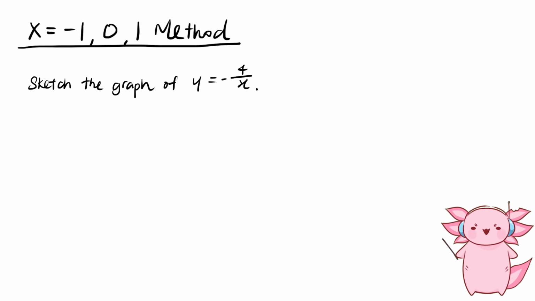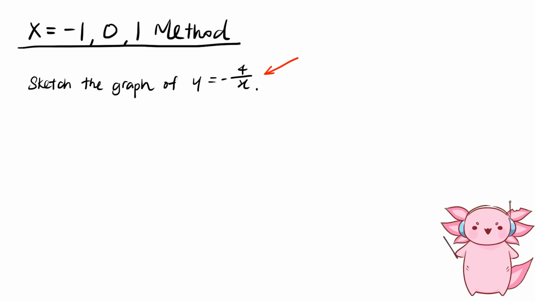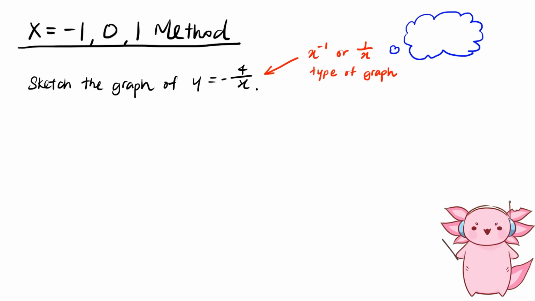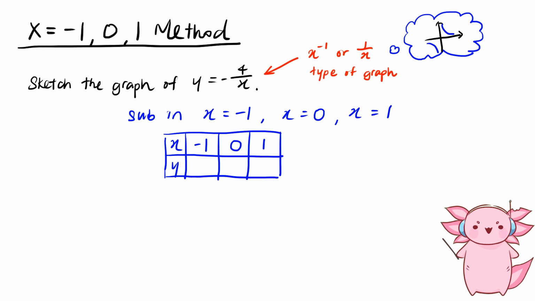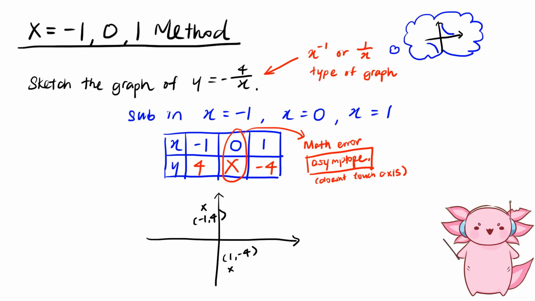Now, introducing my top secret method, which I call the -101 method. So, to sketch this graph, I know that it's an x to the power of -1 case, so it kinda looks something like this. The trick here is to sub in x equals -1, 0, and 1 to get our corresponding y values. When you sub in x equals 0, it gives you a math error, which is a clue that it's an asymptote. Now we just plot these two coordinates on the graph and we know which direction to draw our whiskers, and we get our final graph like this.